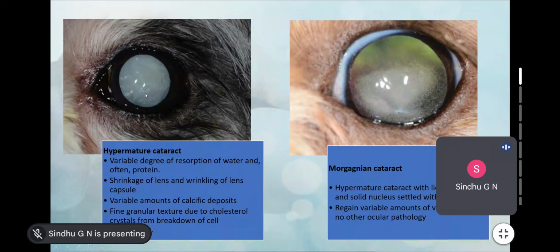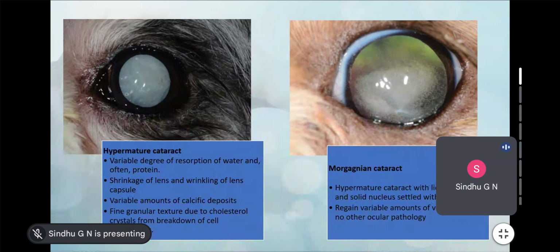Then Morgagnian cataract. That means it is almost a resolving stage. The cataractous material starts getting liquefied and it starts settling in the ventral aspect of the capsule. So the dorsal side will be more clear, and only on the ventral side there will be cataract. And sometimes the pet may gain vision at this stage of cataract.